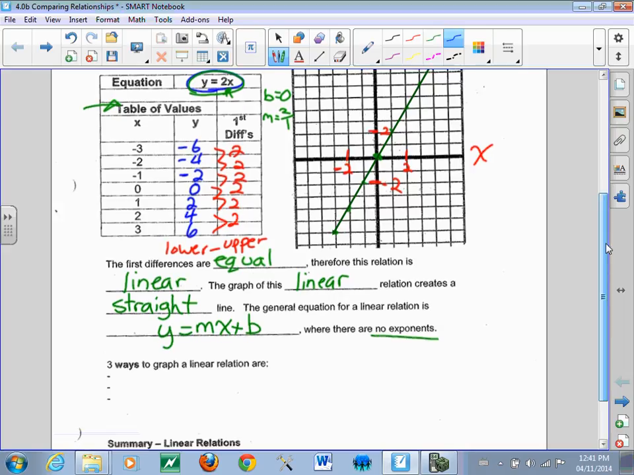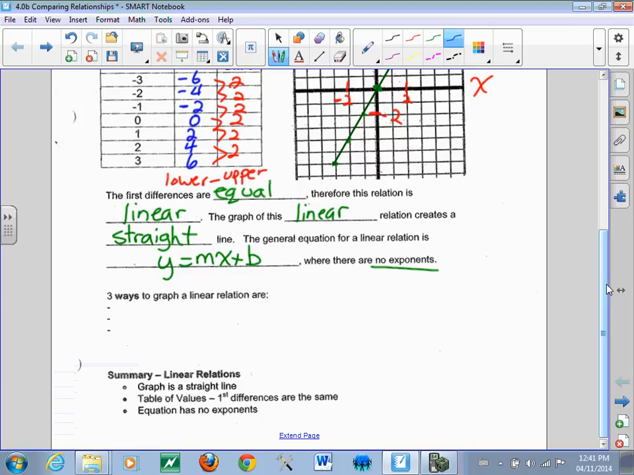Okay. Let's just quickly review, folks, 3 ways we can graph a linear relationship. First is table of values.